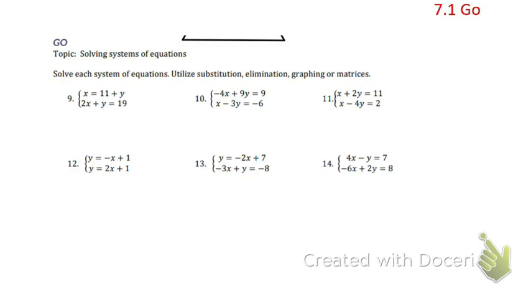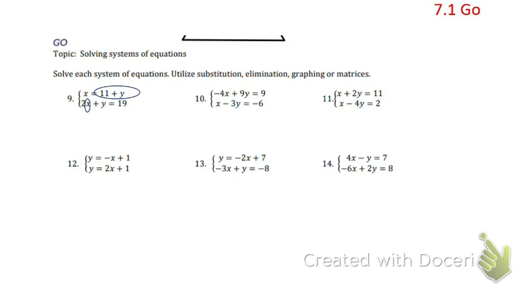To do substitution, you want a variable isolated. So if you see a problem where you have an x equals or a y equals by itself, that's probably a good time to use substitution. Something like number 9, where we have an x equals by itself, we can just replace the x in the other equation with that 11 plus y. That's the substitution method. When you have a variable isolated, you can replace that variable in the other equation.